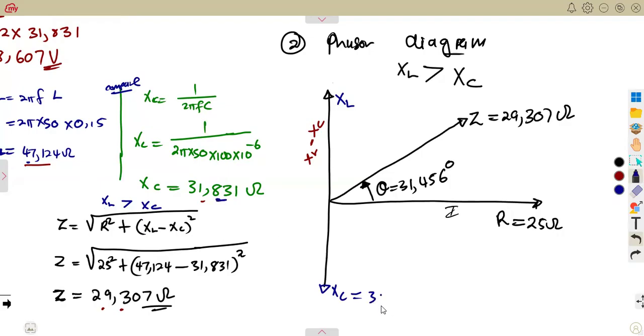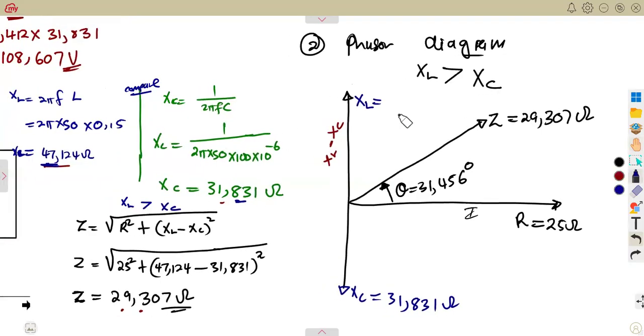XL, we calculated, we got 47.124 ohms. Indicating this is important because we need to know this is the one that is here, but you're not indicating it there. Just write it like that. They will know what you are actually trying to say. So that's your phasor diagram.